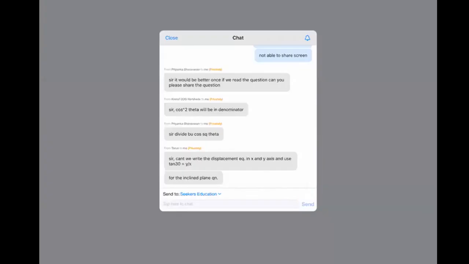Sir, can't we write the displacement equation in x and y axis and use tan 30 is equal to y by x for the inclined plane question? Okay. Sir, it will be better if we read the question. Can you please share the question? Okay, next class onwards, I'll share the question. Sir, cos square theta will be in the denominator. Okay, fine, that's okay. Next time onwards, I'll share the questions with you.